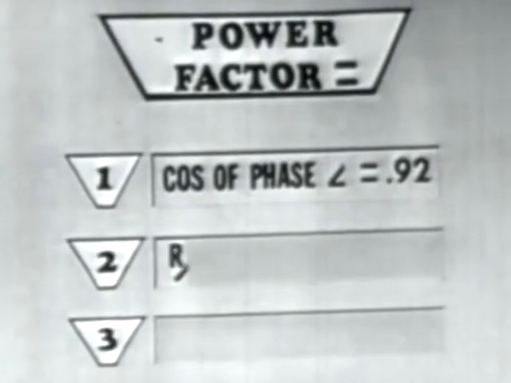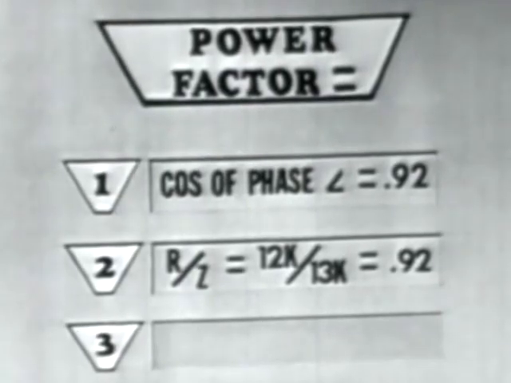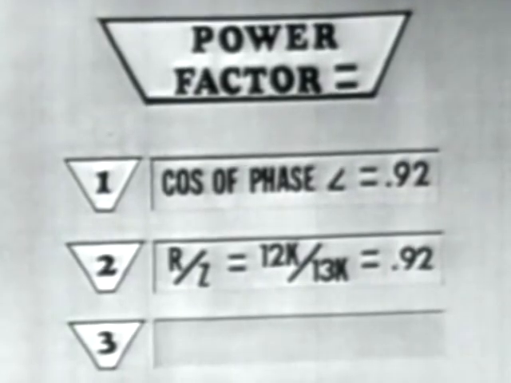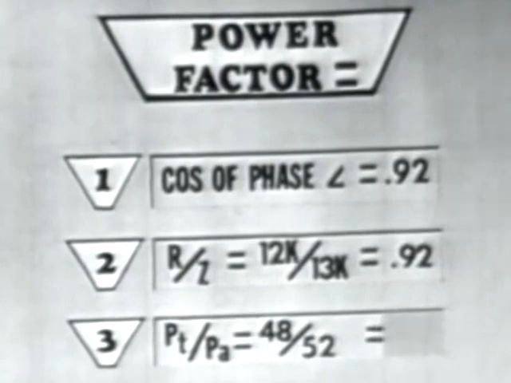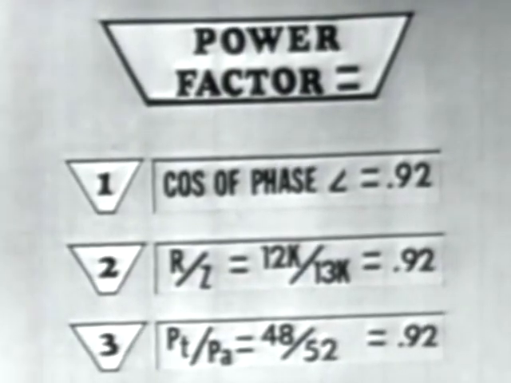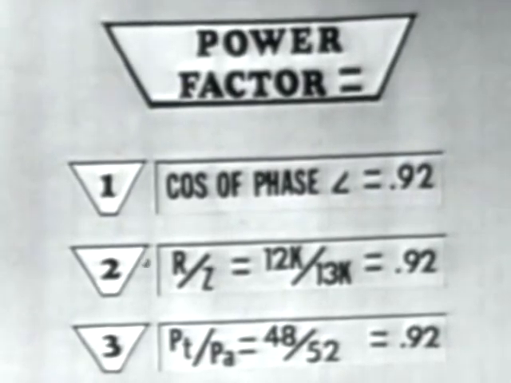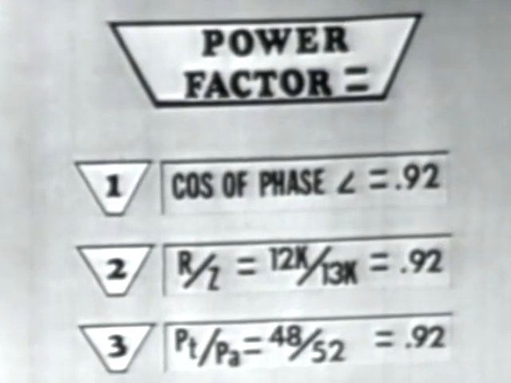Number two, power factor is equal to the resistance divided by the impedance, which is equal to 12 k ohms divided by 13 k ohms, again giving us 0.92. And number three, the power factor is equal to the true power divided by the apparent power. In our problem, 48 milliwatts divided by 52 millivolt amperes, which is equal to 0.92. Note, in all three, the answer is identical.